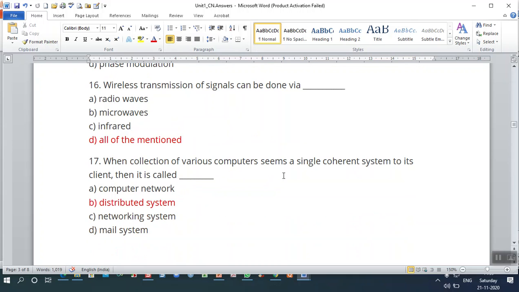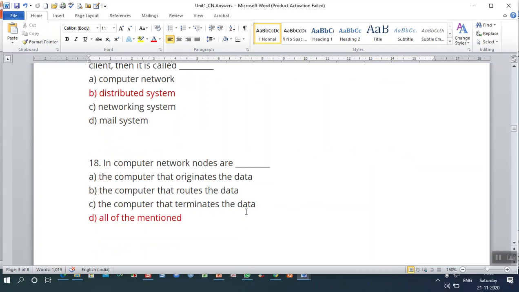When a collection of various computers presents a single coherent system to its client, then it is called a distributed system. Why am I saying it is a distributed system? As a client, I do not know which server is providing the information. I am thinking that I will be getting information from a local server, but that information is provided by some other server. That is the reason why I have an illusion that I am accessing from a direct server. So that is the reason why it is called a distributed system.